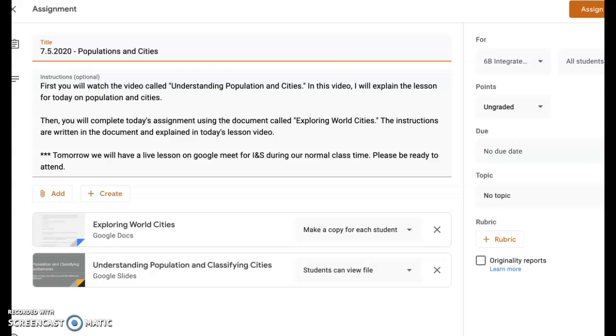Hi class, so today we're going to keep working on our unit on urbanization. On Tuesday you were introduced to the idea of urbanization and what it means.